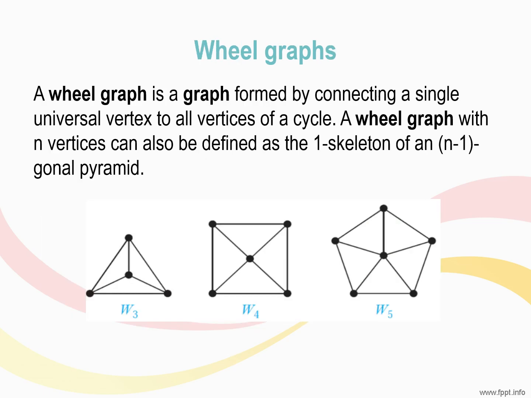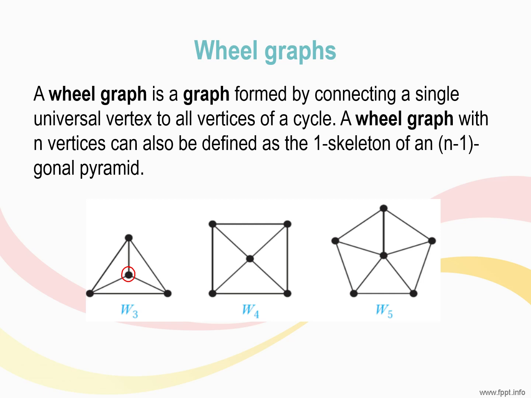Wheel graph. A wheel graph is a graph formed by connecting a single universal vertex to all vertices of a cycle. A wheel graph with n vertices can also be defined as the one skeleton of an n-1 gonal pyramid. We have three examples of wheel graph here. The first graph from the left is wheel 3. We have one universal vertex in the center of the wheel. The difference between cycle graph and the wheel graph is that in a cycle graph, we do not have the universal vertex in the center of the cycle.